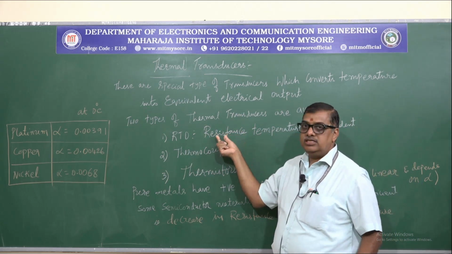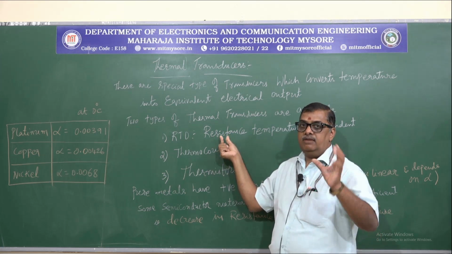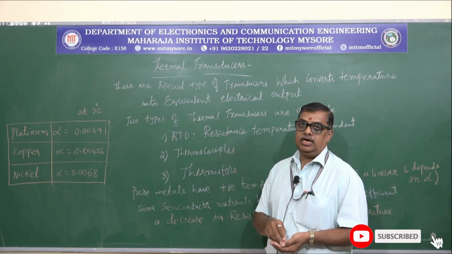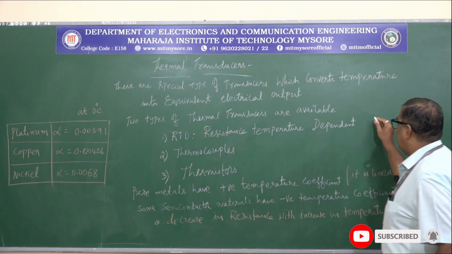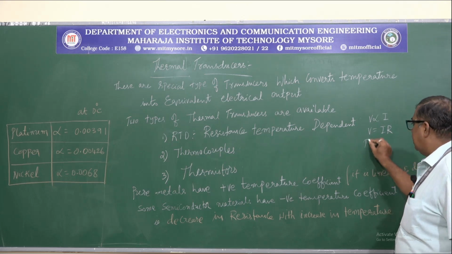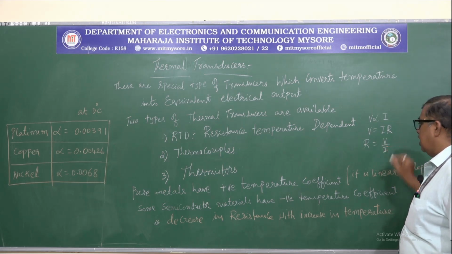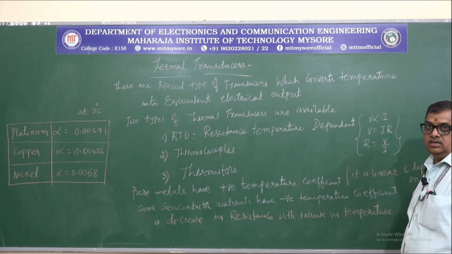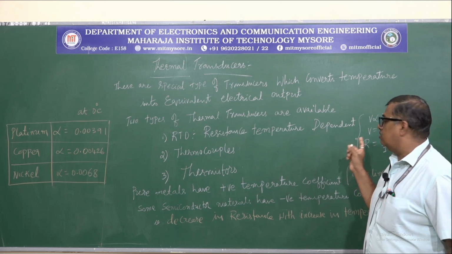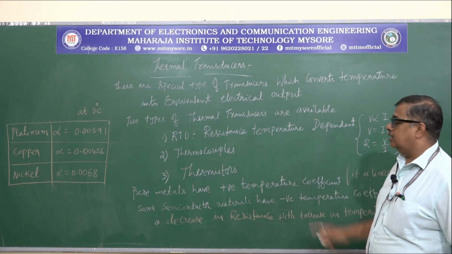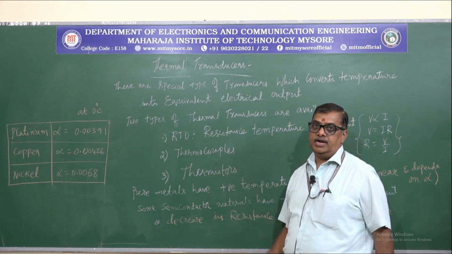We are measuring this resistance in the circuit and representing the change in resistance in terms of equivalent electrical output, because we know by Ohm's law that V is proportional to I, and V is equal to IR, so I can calculate R as V by I. This is the basic principle of measuring the resistance. We measure the resistance in terms of V and I quantities. That is the principle of the RTD.